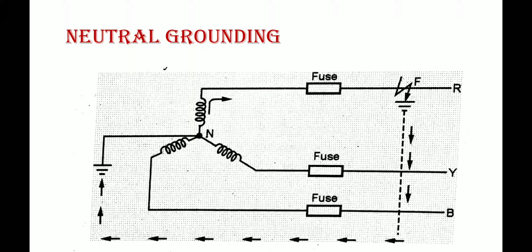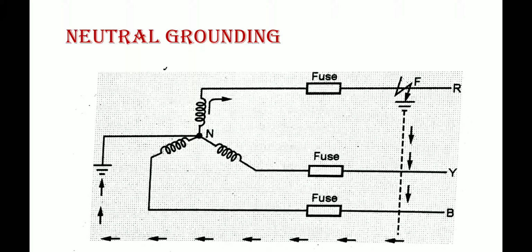Just now I told you how it occurs. Whenever the conductor comes in contact with the ground or the earth, this kind of fault occurs. What might be the reason for this line to ground fault? It may be due to high speed winds, or insulation failure, or contact with trees. Suppose a single line to ground fault occurs in line R at a point F.